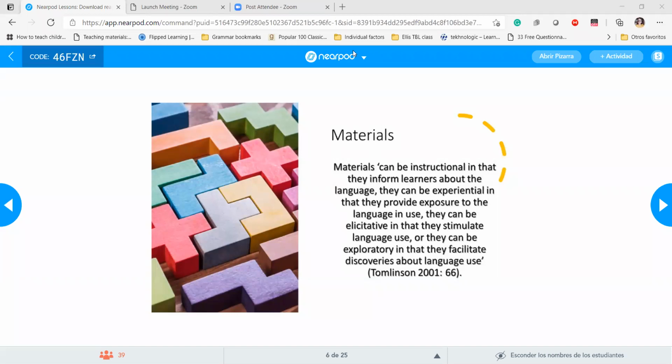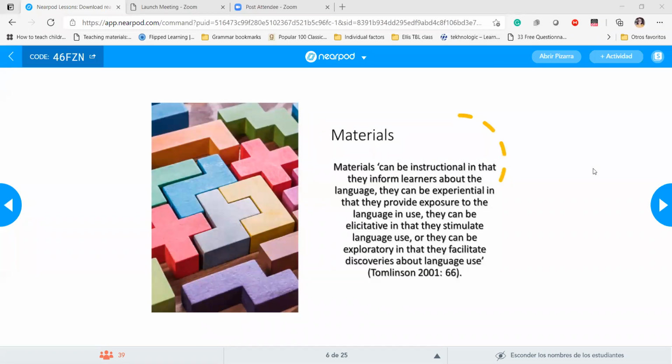Maybe this is a handout where students use the language without really being told what the grammar or the form is. Then students discover it as they work with the handout or worksheet. We have to make sure that whatever resource or material we take to the classroom is useful for the student and takes students to any of these levels. It can be instructional, experiential, elicitative, and also exploratory. So these materials can be very, very helpful.